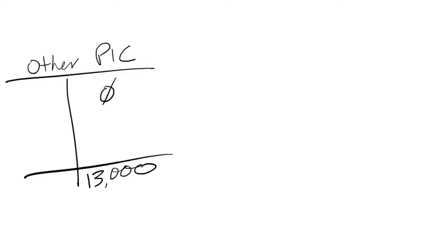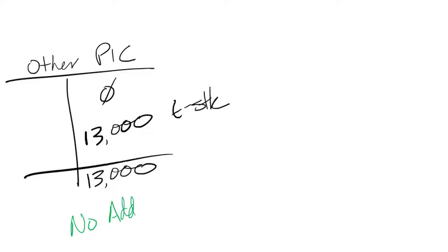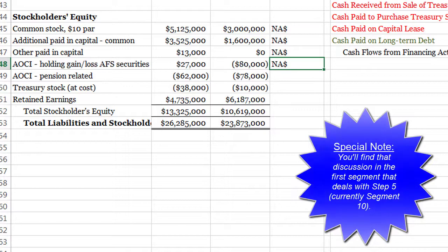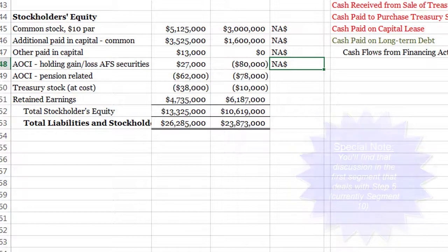And we had one transaction that affected this. It was the sale of some treasury stock, and it increased other paid-in capital by $13,000, which means there's no additional cash here either. So let me make a note of that. The other holding gains and losses we did earlier, we did it as part of figuring out the effect of our marketable securities up in our current assets.